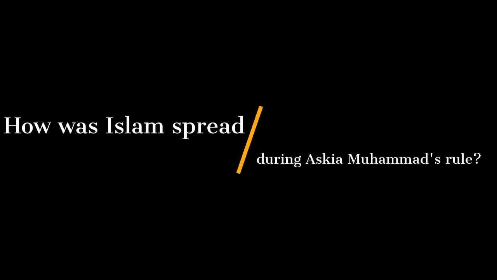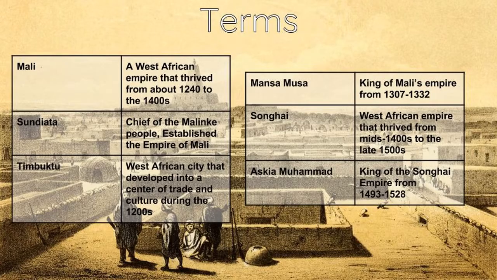You should be able to answer this question: how was Islam spread during Askia Muhammad's rule? Remember, you're going to have a podcast quiz on this tomorrow. And like Mrs. Klein said at the beginning, there are a lot of terms, so we want to go over them one more time. Mali, Sundiata, Timbuktu, Mansa Musa, Songhai, Askia Muhammad.